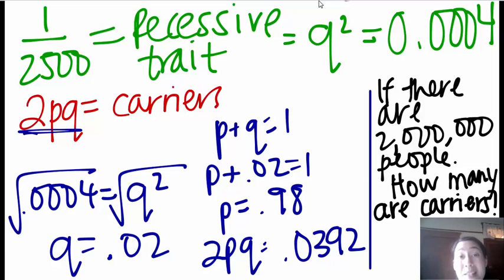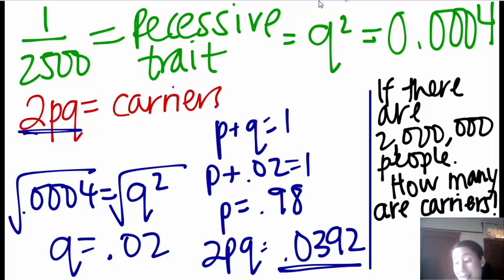So there's one last way that they can make this question tricky. They might ask you for a specific number of individuals in a population that have a certain trait. So for example, they might say, if there are 2 million people, how many people are carriers? See if you can solve that based on what you know. All right, if they ask you for a specific number of people, you have to remember that you've just found a percentage of people in the population that have that trait. So we know that 0.0392 or 3.92% of people in the population are carriers.